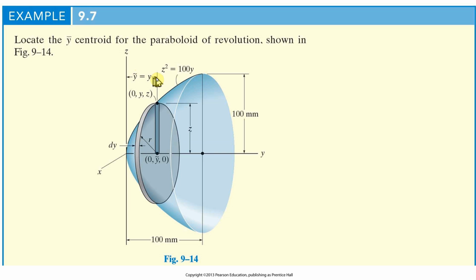We start out, we have this area, and so y is the centroid of the disk. The area of the disk times dy is dV. So this ought to be kind of easy.